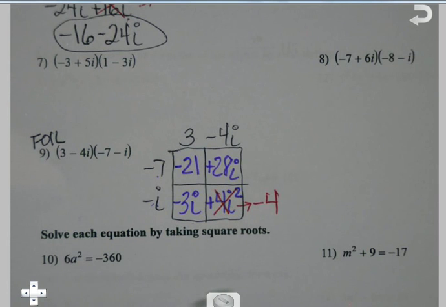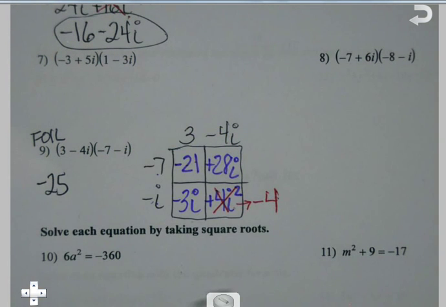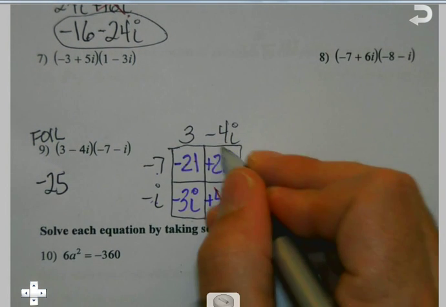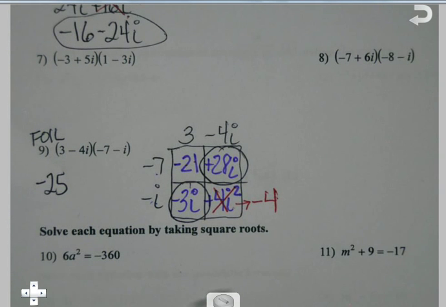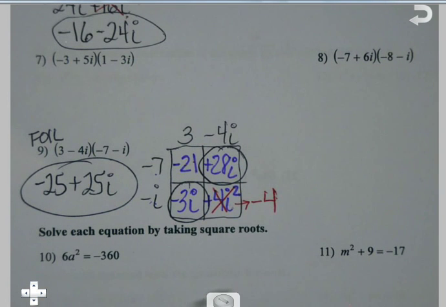So when I go to combine like terms now, -21 minus 4 is -25. 28i minus 3i, because I'm just combining like terms now, is 25i. No i-squareds. I have i in this one and no i here, so I can't combine them anymore, and I'm done. Okay. But it's getting used to looking at what I'm supposed to do and then doing it that way.